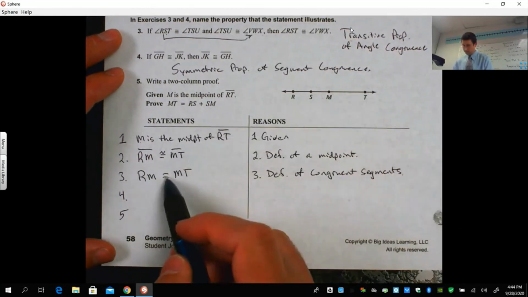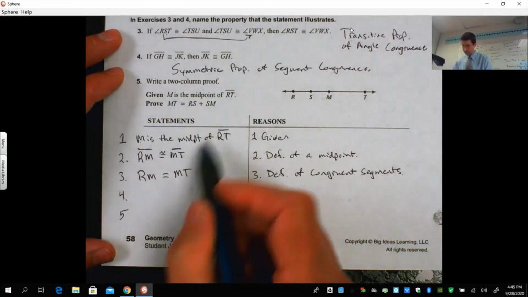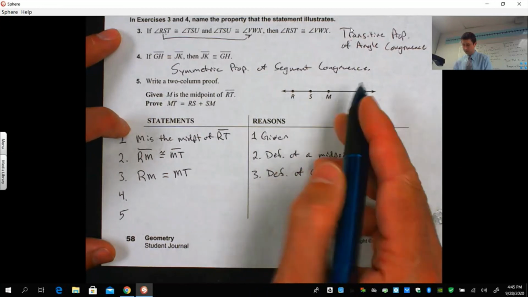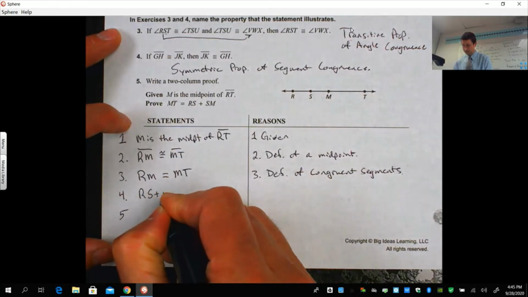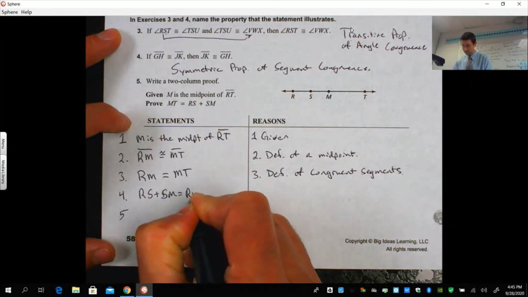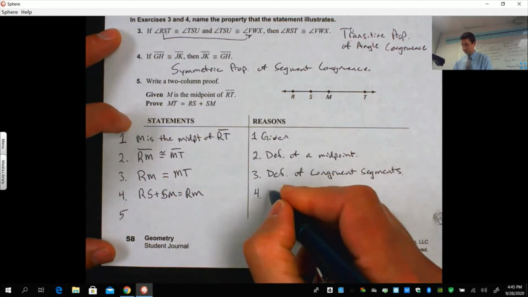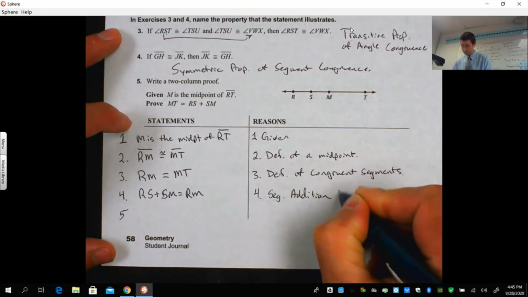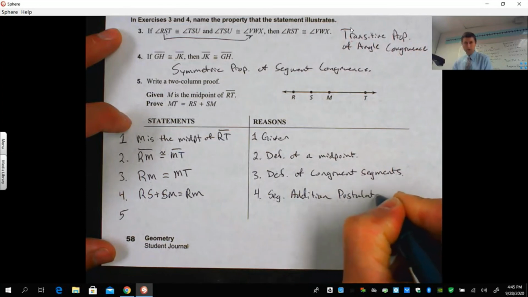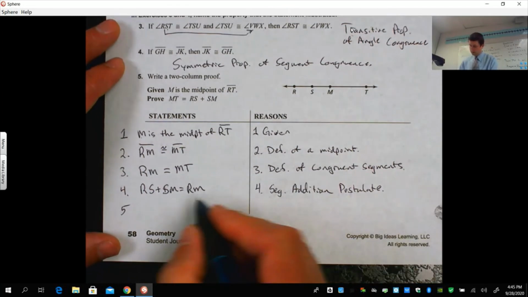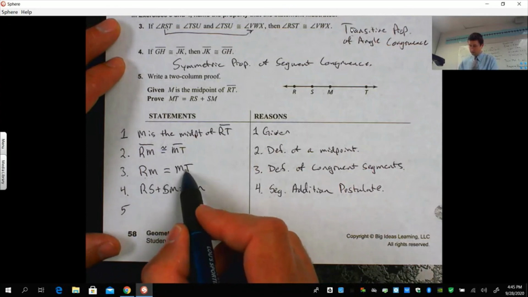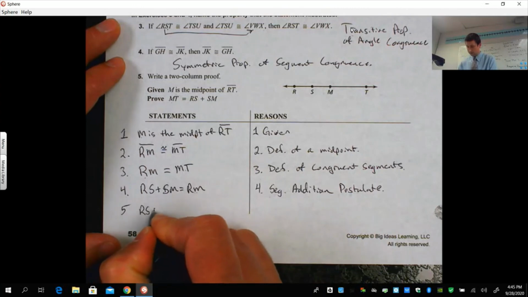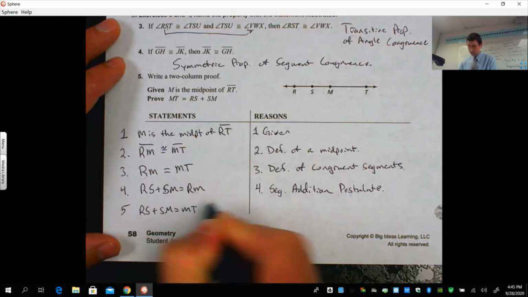So here's my MT that's showing up there. I know these two add up to RM. So I'm just going to put that RS plus SM equals RM. That would be our segment addition postulate. The two smaller parts add up to the total. So if RM equals MT and RS plus SM equals RM, that means RS plus SM equals MT, which is what we wanted to prove.